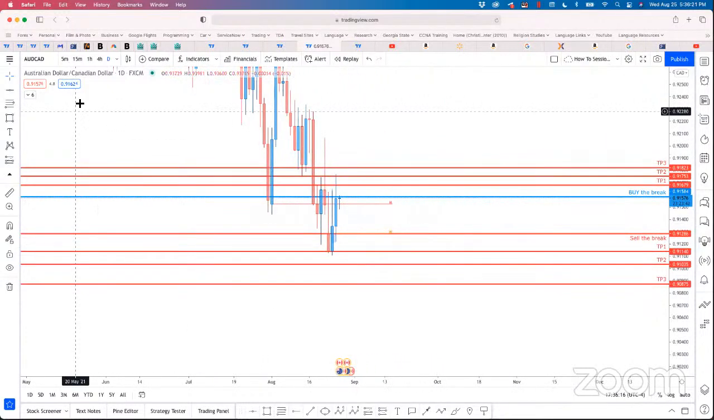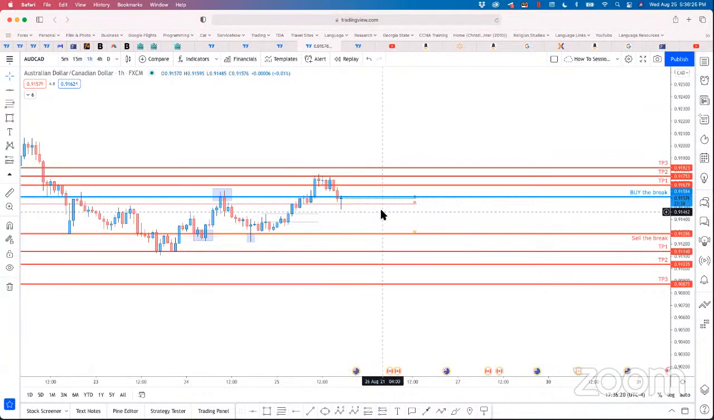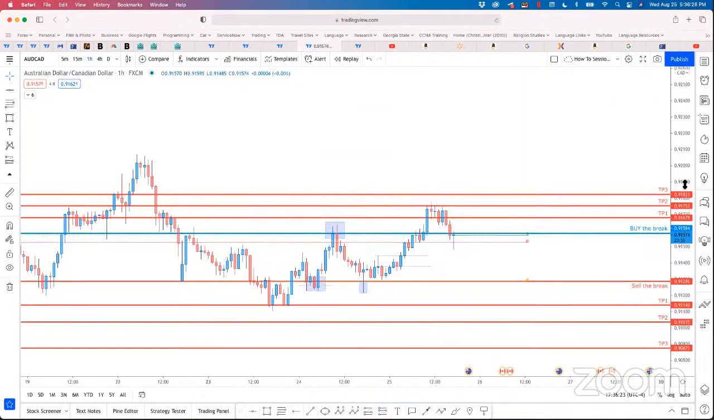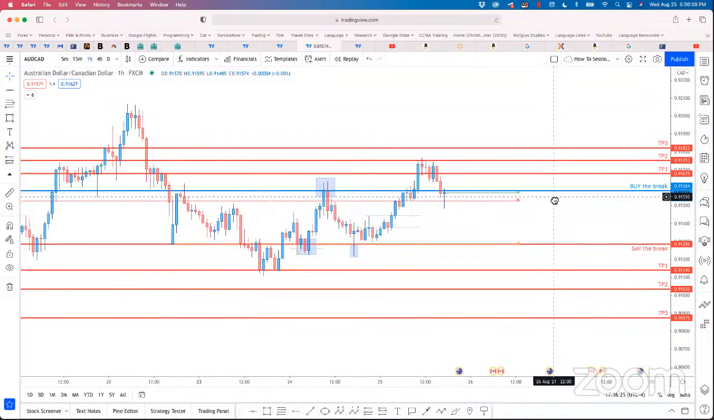And go to the 15-minute or the hour. And this will be what your setup looks like on this, where if it breaks and closes above this price, you're going to take the buy. If it breaks and closes below this, sell, you're going to take the sell. And that's it. That's what it's meant to be.